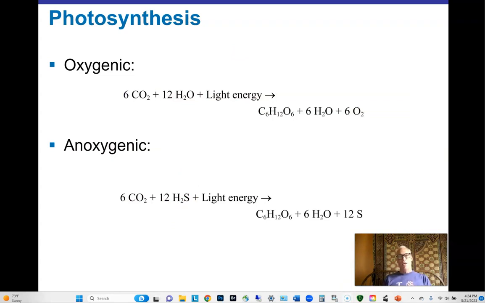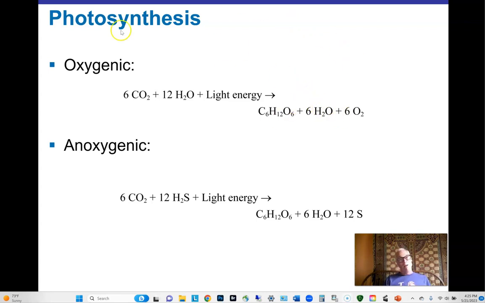Photosynthesis can be oxygenic, meaning it's going to produce some oxygen. If we use water as a source of electrons for the photosynthetic process, we're going to wind up producing oxygen as a product. Isn't that interesting? It's the exact reverse of the electron transport chain using oxygen as an electron acceptor to produce water during energy production. Now we're doing everything in reverse.